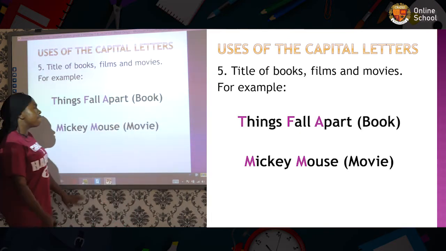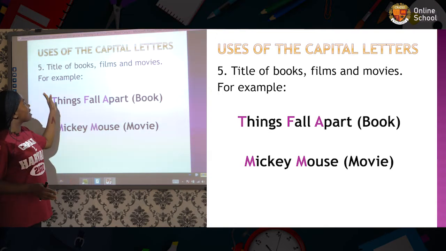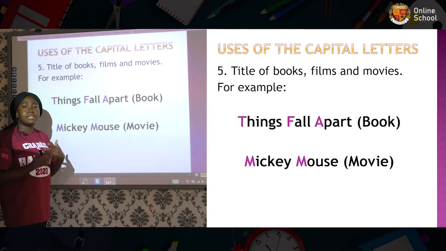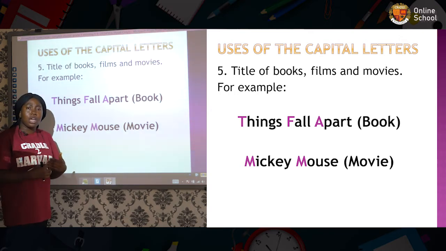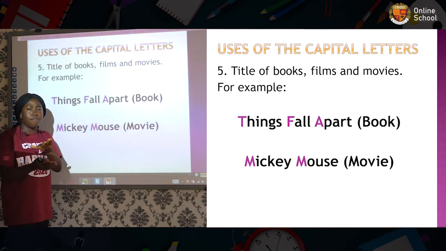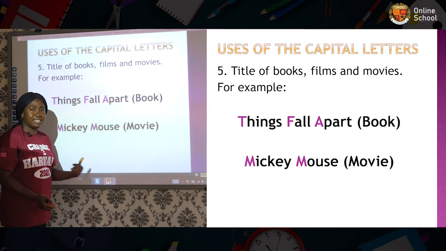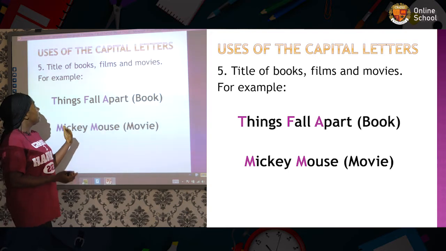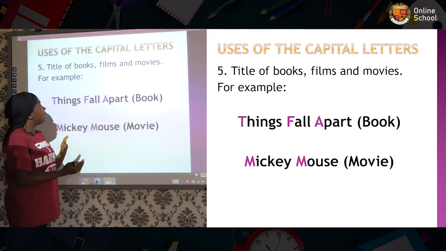Very good. Then finally, and the last one, we use capital letters in titles of books. If you would do me a favor, pick your English textbook there on your desk, flip through, and see the title of your book. You'll see it is written in capital letters. So in titles of books, you'll see capital letters there.